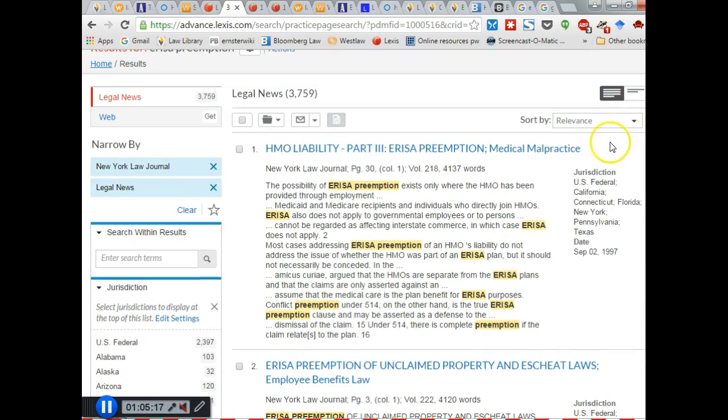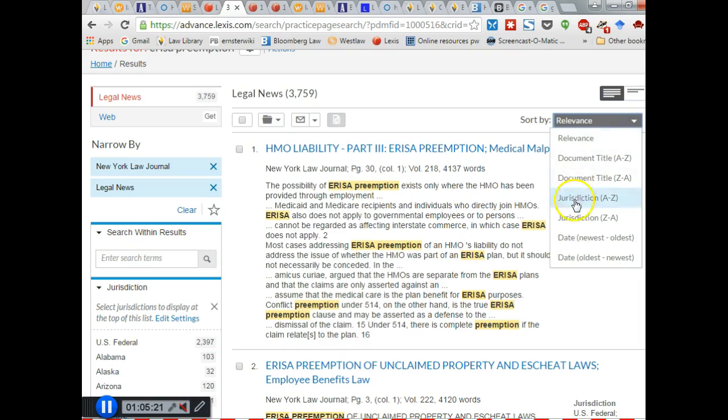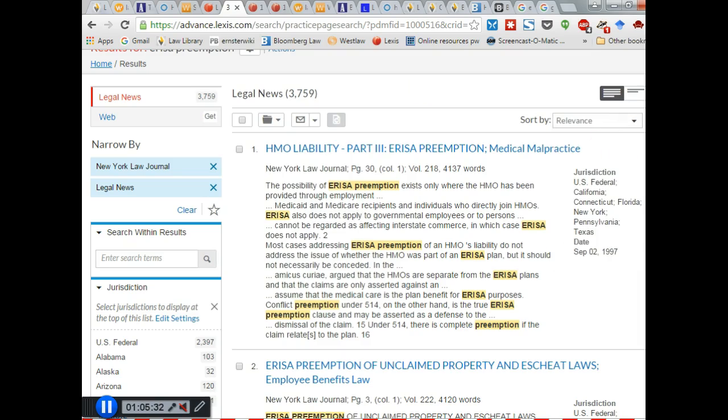And if I really wanted to, I could sort by newest to oldest. I don't love this, especially on Lexis, because it brings up stuff that's not especially relevant, but the option is there. And sometimes it works great, so it could be worth a try.